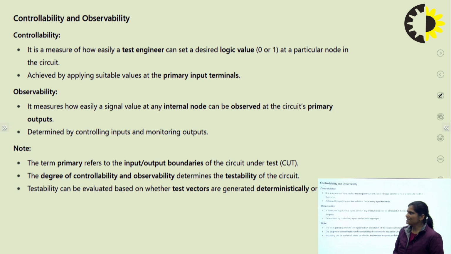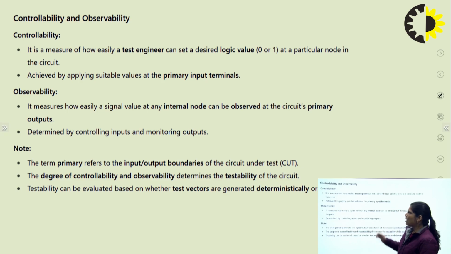Now the next topic is controllability and observability. First, what do you mean by controllability and observability? If there is a circuit, then we can observe the output, we can observe the inputs, and we can control the circuit so that there is a correct output at the implemented circuit. So what do you mean by controllability? How we can control the output, whether it is correct or not.